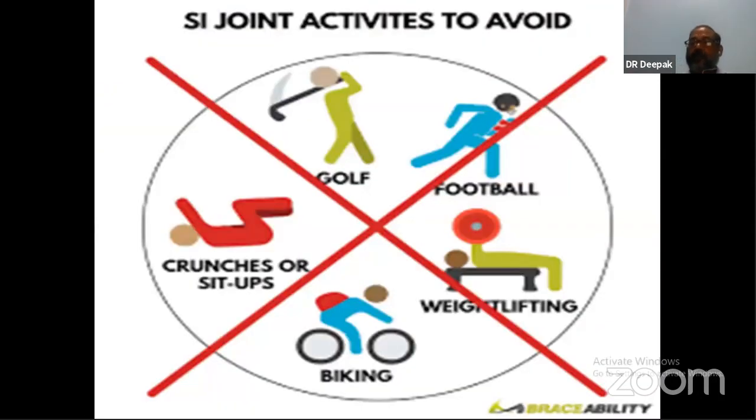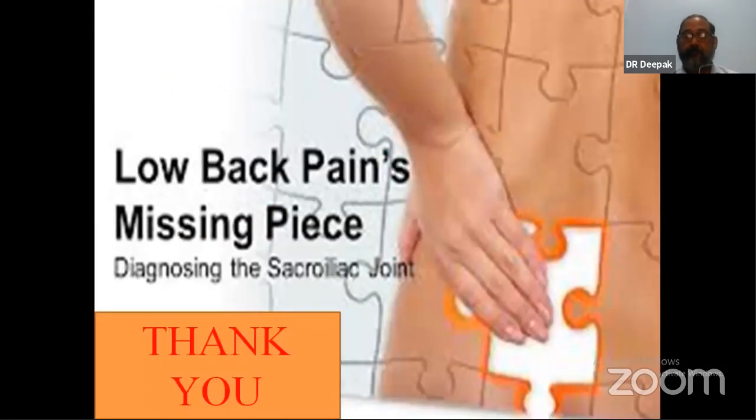These are some activities which can be avoided in SI joint involvement or dysfunction: biking, weightlifting, football, or any sports in which there are vigorous movements. Stop that. Golf, crunches or sit-ups. These are the activities which should not be advised in SI joint involvement.